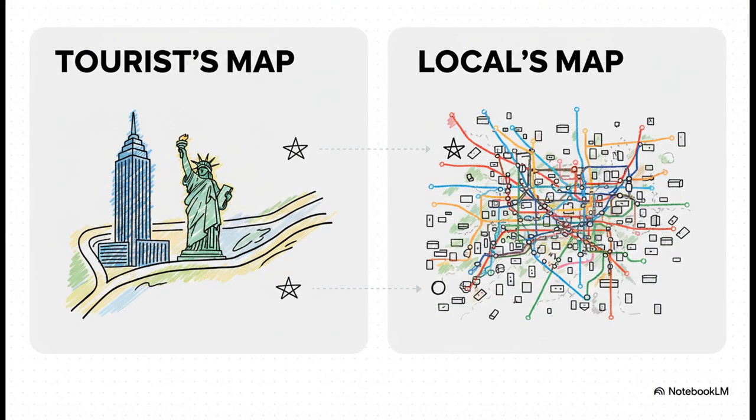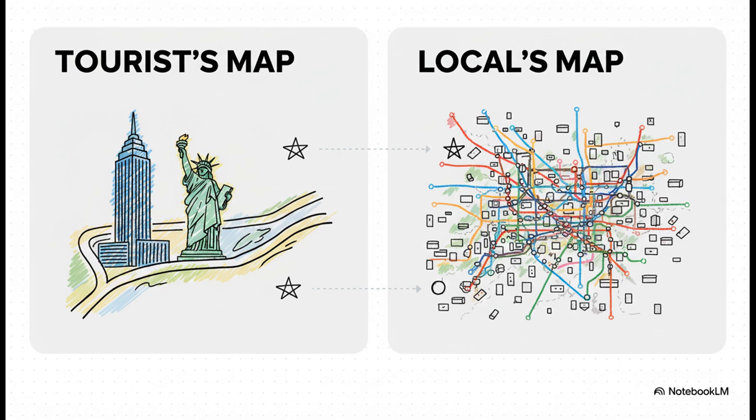Okay, picture two maps of a big city. Let's say New York. The first one is for tourists. It's got all the big landmarks highlighted, the Statue of Liberty, Central Park, you get the idea. The second map is for a local. It doesn't care about landmarks, it shows subway lines, bus routes, and all the little shortcuts.